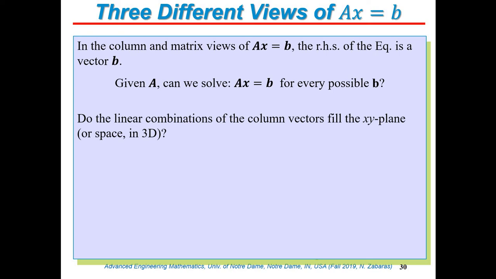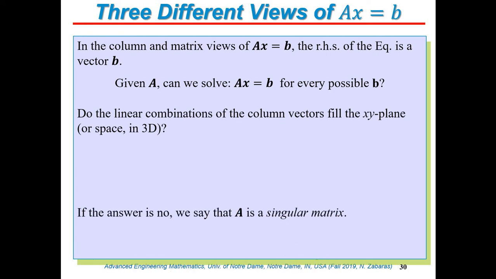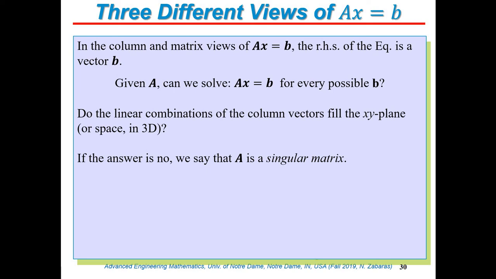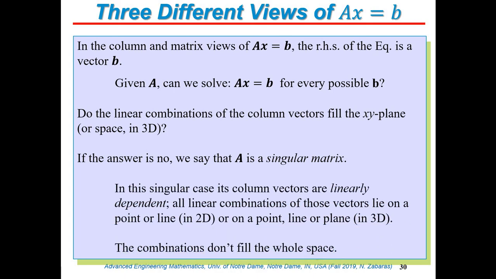If the answer is yes, then of course, give me any B, I can solve the system of equations AX equal B. If I cannot do this, we say that the matrix A is singular. So the matrix A is singular when basically I cannot solve AX equal to B for any possible B. You can start extrapolating maybe from earlier courses in linear algebra that effectively if the combination of the columns of A cannot produce all possible B's, that has something to do with the fact that these columns of A are what we call linearly dependent.